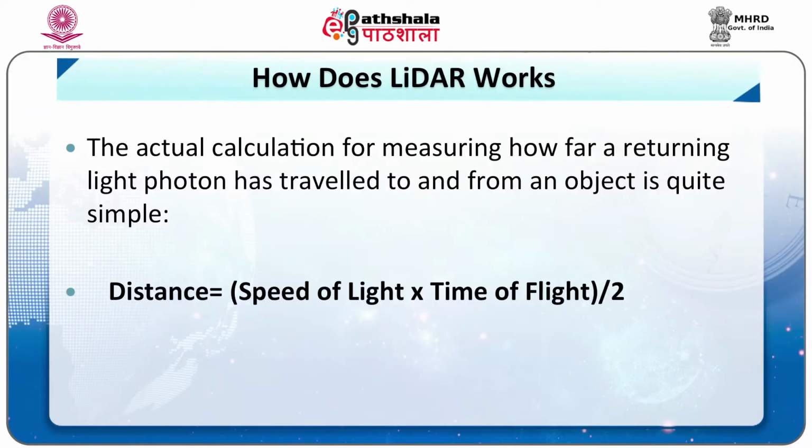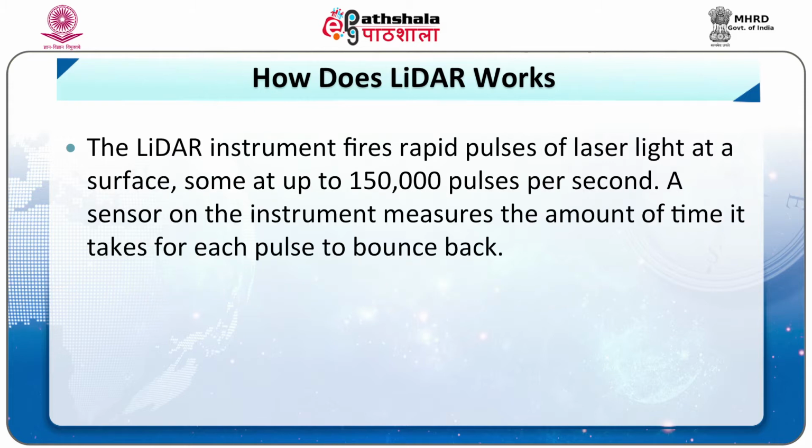The actual calculation for measuring how far returning light photons have traveled to and from an object is quite simple. As given in the below equation, the LIDAR instrument fires rapid pulses of laser light at a surface, some up to 150,000 pulses per second. A sensor on the instrument measures the amount of time it takes for each pulse to bounce back.